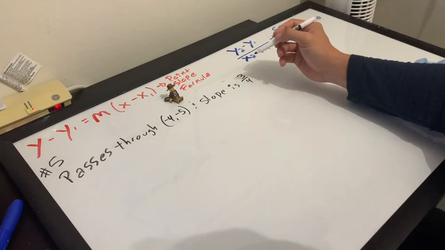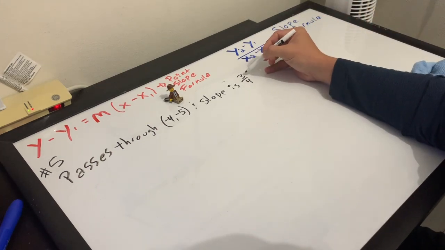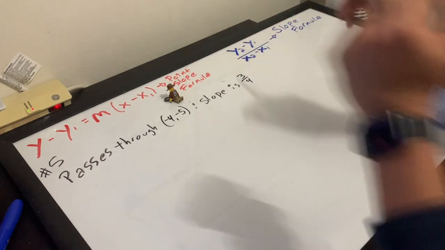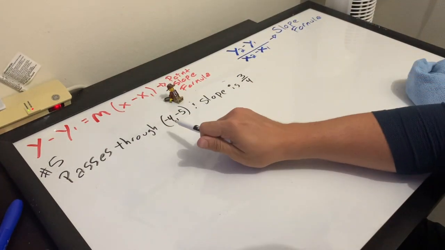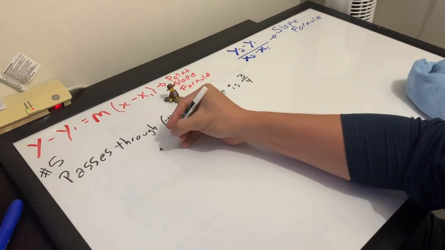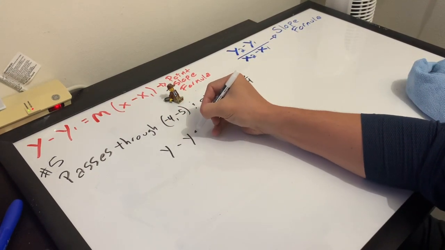Problem number 5 looks a little bit tricky because it involves a fraction as our slope number. No big deal, we'll just forge ahead as usual. Since I have a point and I have a slope, I will use the point-slope formula, same as the last few problems.